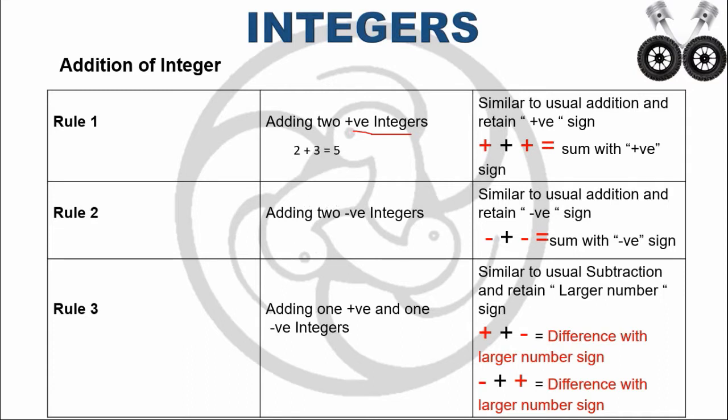For example, 2 plus 3. So here 2 and 3 are positive integers. Then I have to add the two numbers. 2 plus 3 is 5. Then I have to put the positive sign. So the answer is plus 5.